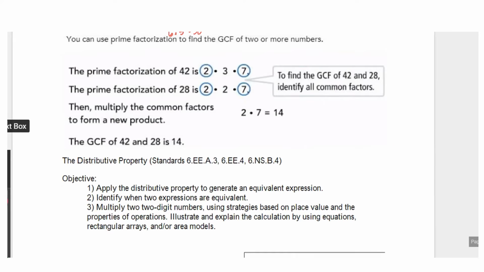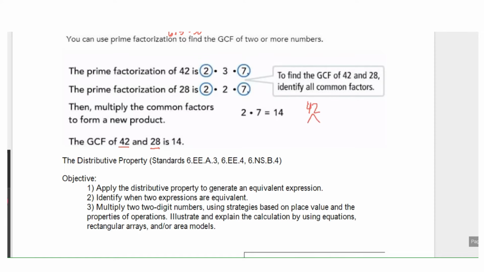So here is another example of how to find the greatest common factor of two numbers. We want to find the greatest common factor of 42 and 28. We already have the prime factorization here, but if you wanted to do the prime factorization, you would draw your 42, and then you will use your factor tree. So I know 6 times 7 is 42. 7 is prime, so I'm going to circle it.